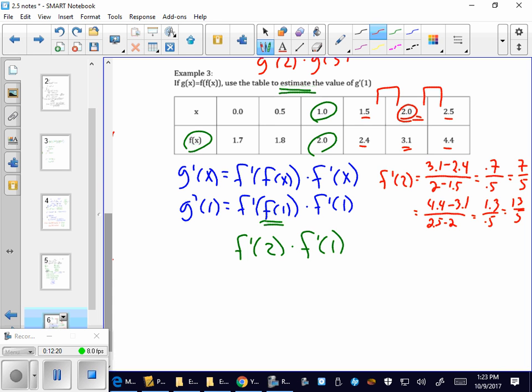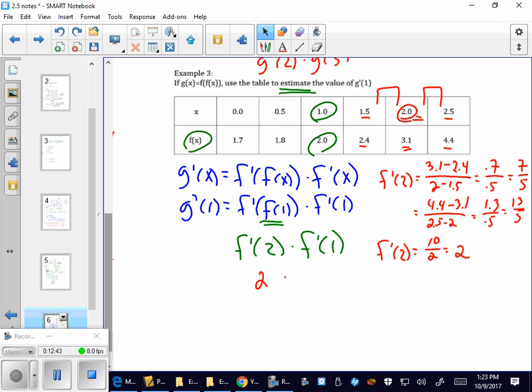So my f prime of 2 is approximately the average of those two things. So add them up, divide by 2. Or take the average between 7 and 13, which is 10. So 10/5 is the average, which is 2. So there's my f prime of 2, approximately. These are approximates.